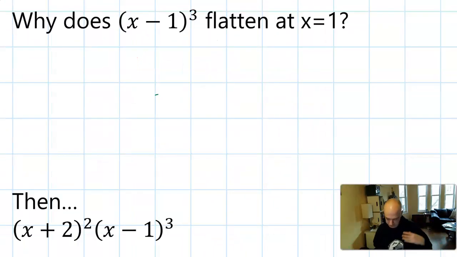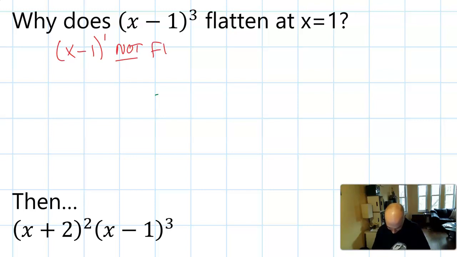So what about the second question? Why does (x minus 1) to the third flatten out at x equals 1? Well, I wanted to go again to the calculator, and I'm actually going to ask a sub-question. Maybe we should be asking, why does (x minus 1) to the first not bounce, not flatten?